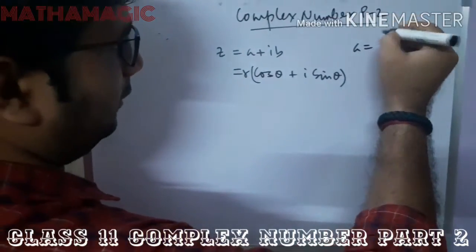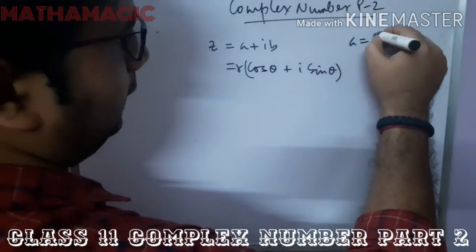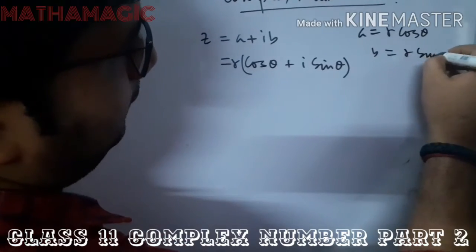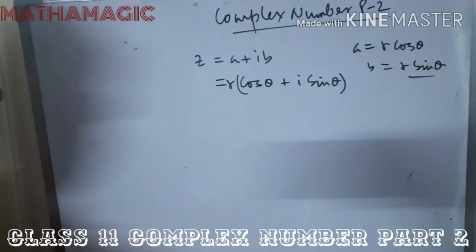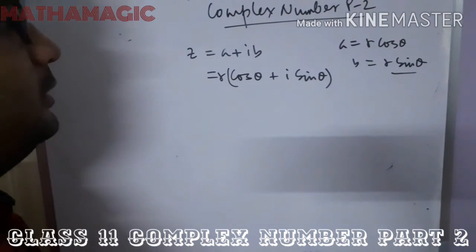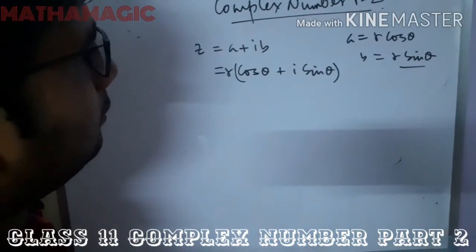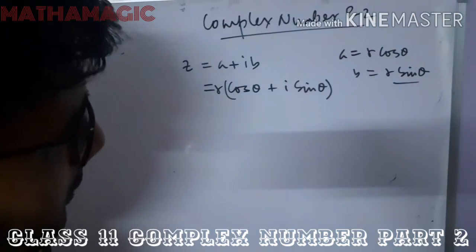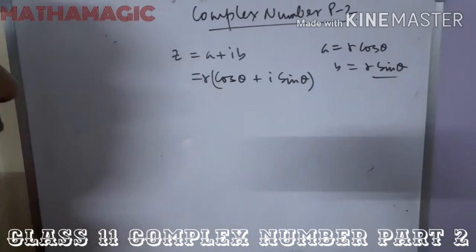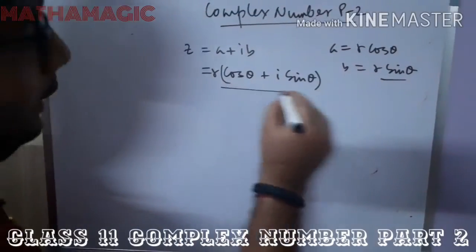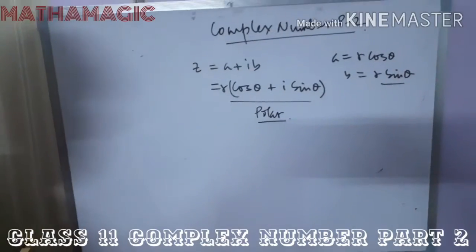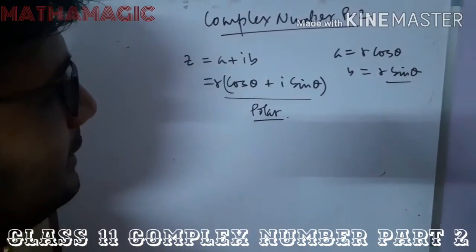Please try to remember the diagram we have seen in the first video. If we replace both the values, where r indicates the modulus of a complex number, and the modulus of a complex number is equal to mod of z, which is root of a square plus b square. Modulus always gives us the positive value, so there is no need of taking the negative one. So this is also called the polar form of a complex number. Now what does the polar form of a complex number state?